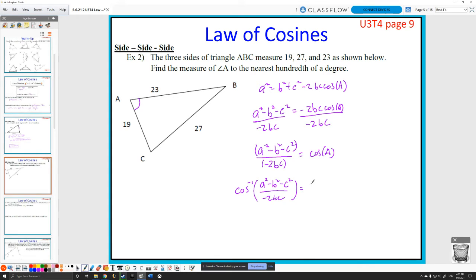So I personally would leave the number plugging all the way to here, so that I have 27 squared minus 19 squared minus 23 squared. Although, yeah, actually, that's right. All over negative 2 times 19 times 23. So I would put this all into the calculator at once.